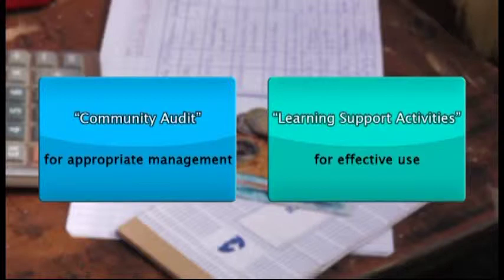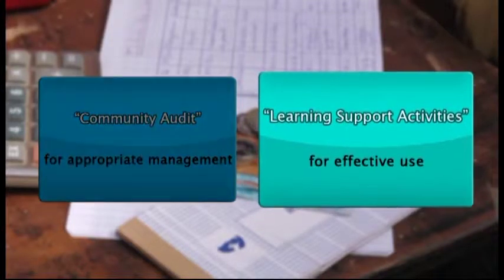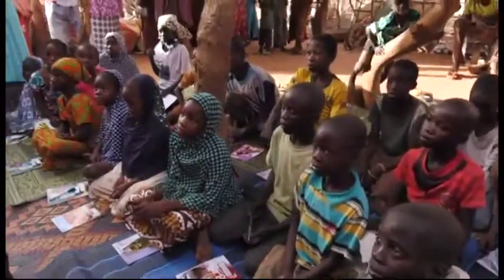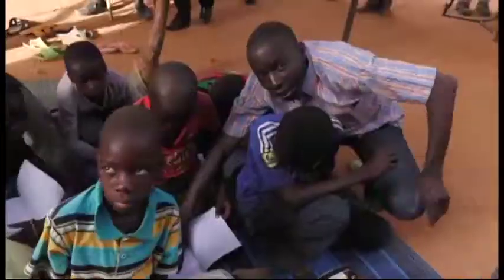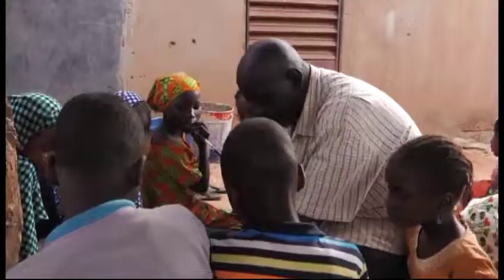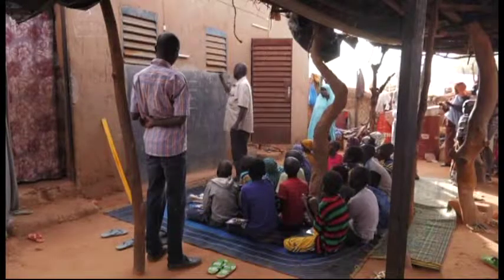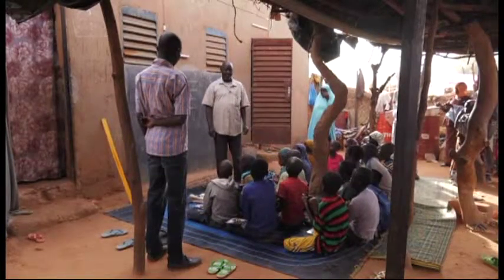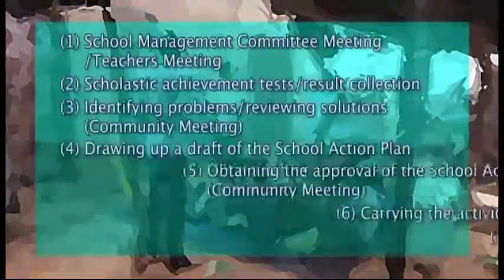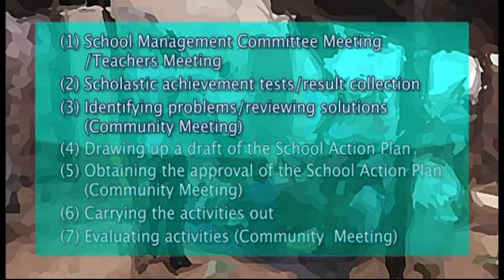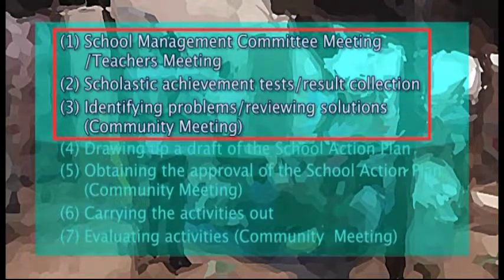Now we'll look at learning support activities for making effective use of school grants, which is the other pillar of the plan. To ensure that the school grant is used to improve scholastic achievement, it's not enough just to manage it appropriately. It is also important to use it for effective learning support activities. The planning strategy process for learning support activities comprises these 7 steps. Let's look at steps 1 to 3, which are particularly important.